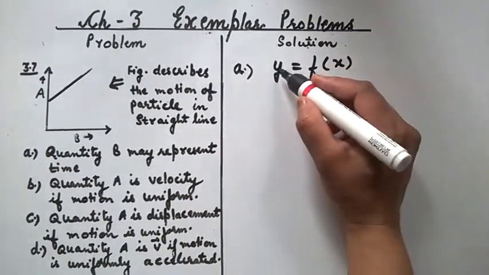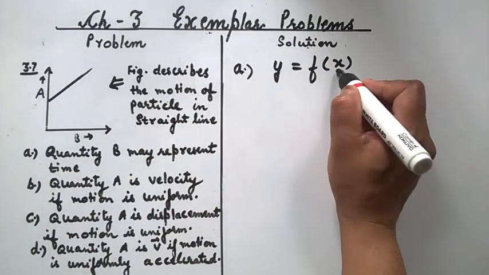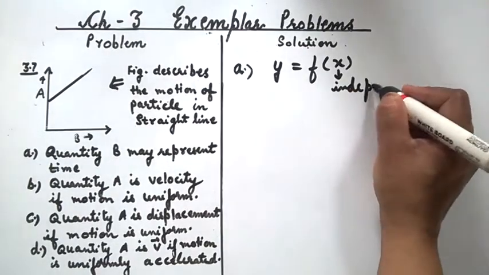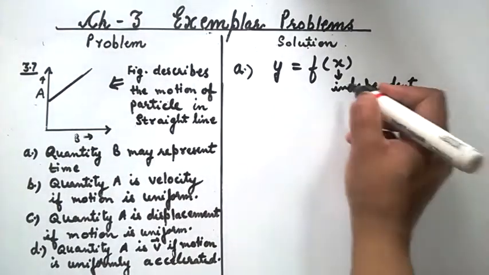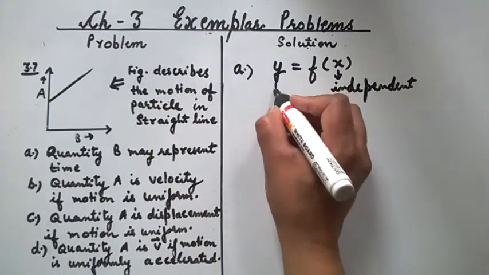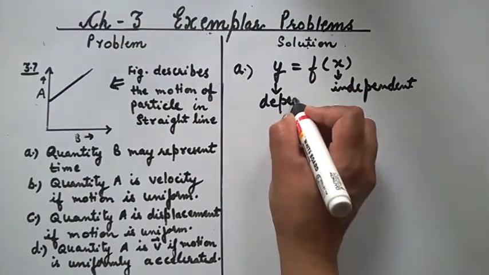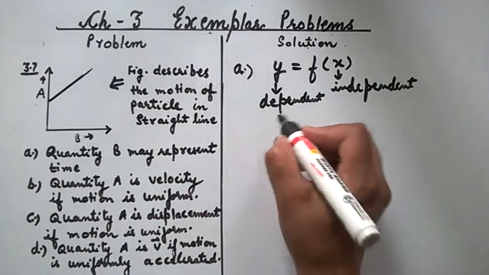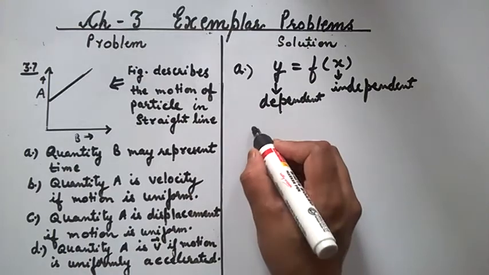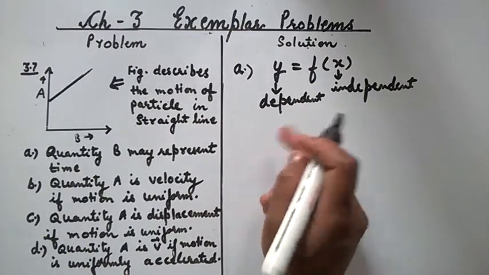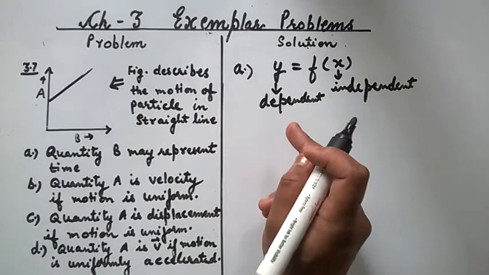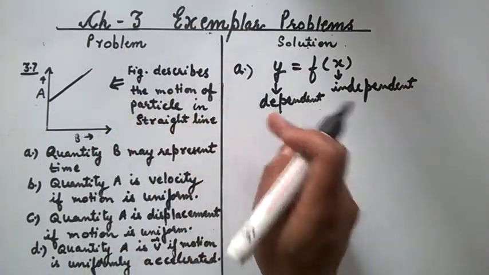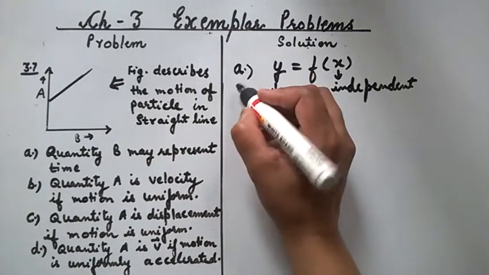In this, the value of y depends on the value of x, and here x is an independent quantity; when we change its value, y, the dependent quantity, depends on x. Here we can say that time is an independent quantity and it does not depend on any other physical quantity. So we may take time on the x-axis, or quantity B may represent time. So here option A is the correct one.